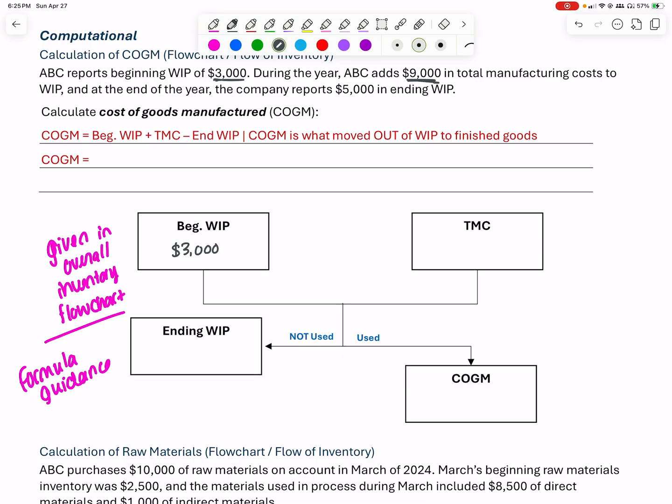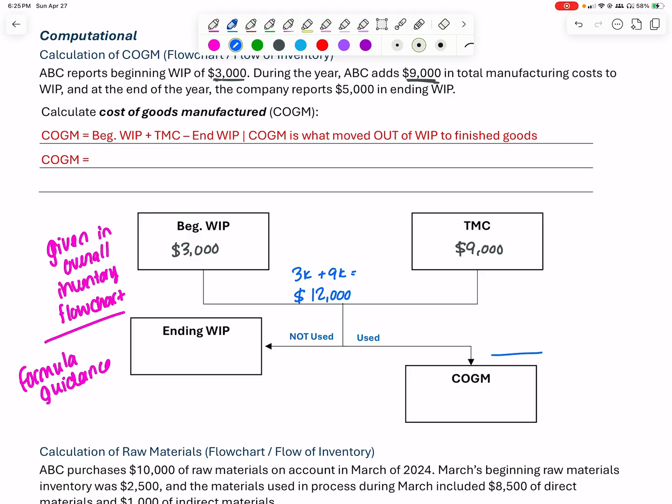I add 9,000 in total manufacturing cost, this TMC. So remember this line here is a subtotal line when you've got the line that connects them like that. 3 plus 9 is 12,000. Of that $12,000 worth of inventory in process, by the end of that period it will either be finished. I've completed that inventory and it's moved on to finished goods.